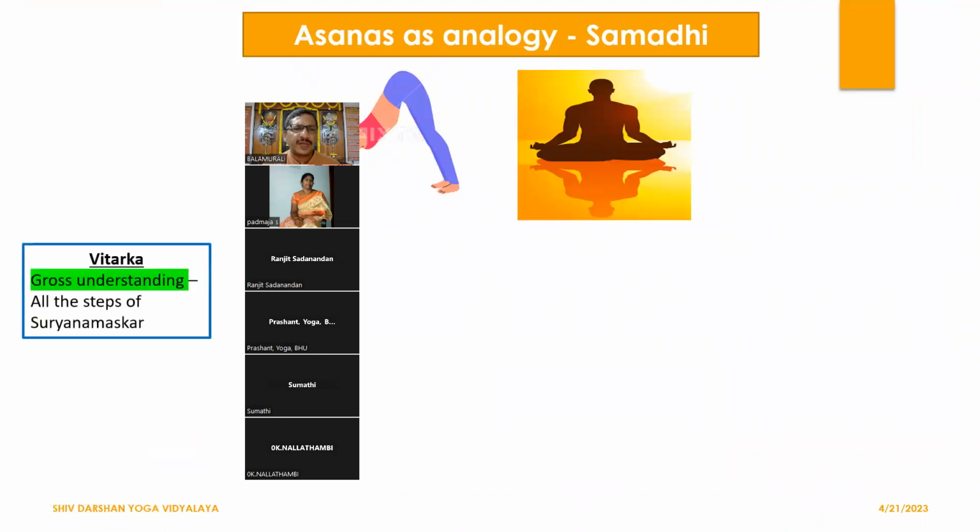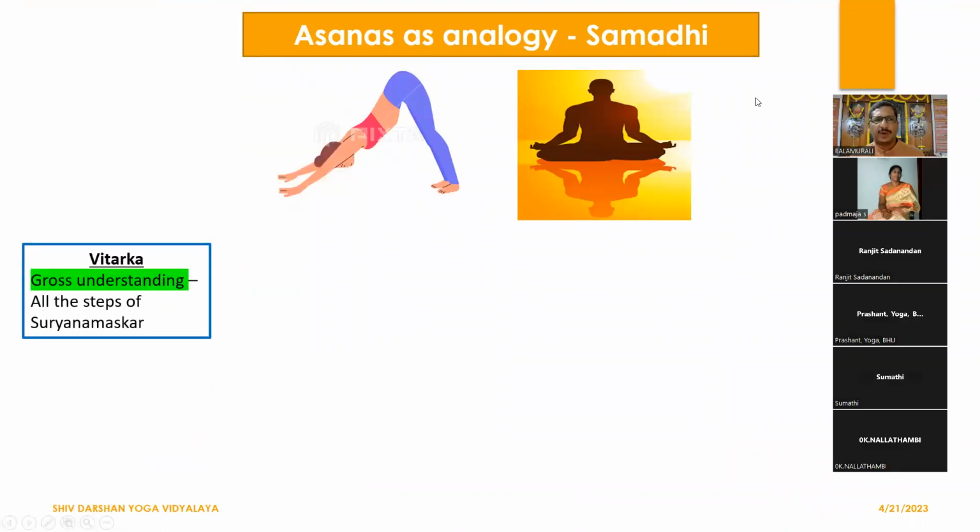The same thing happens when you do asana. When you start doing Surya Namaskar for the first time, what will you do? The first day you are attending Surya Namaskar, the gross understanding will come. You will only try to remember the number of asanas. 12 on the right side, 12 on the left side, the gross level.